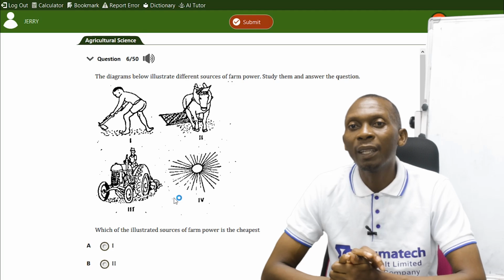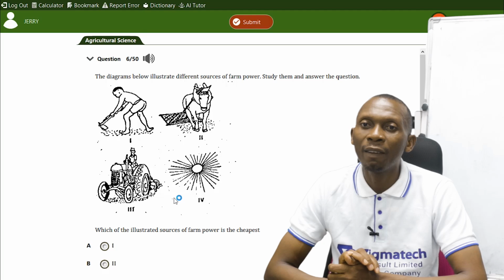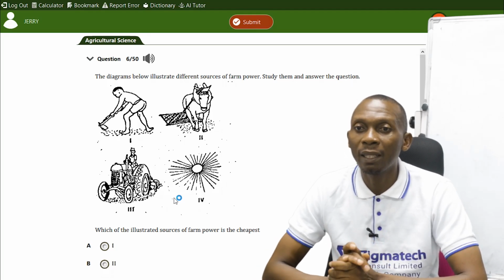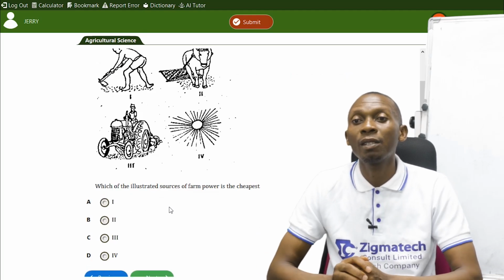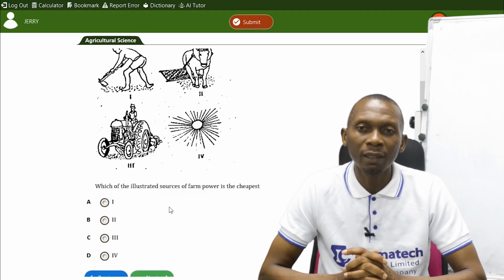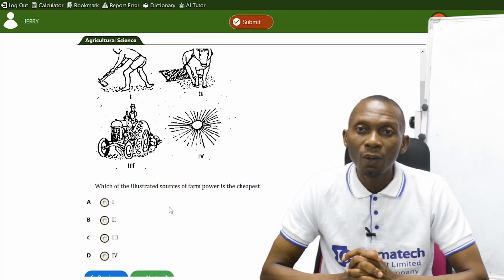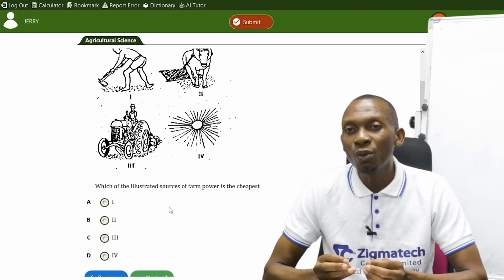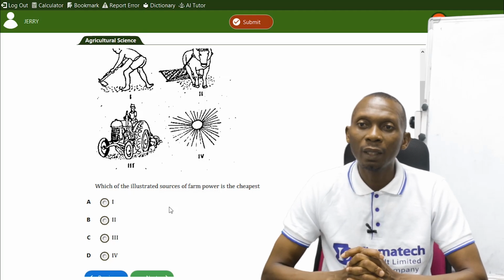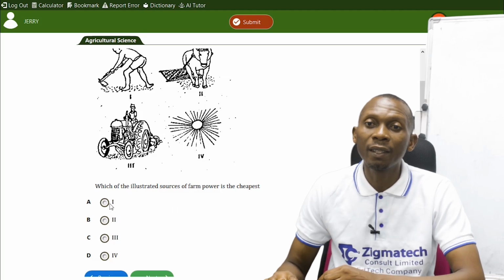Here we have a diagram showing different sources of farm power. We have man, animal, tractor, and solar power. Now, they said which of the illustrated sources of farm power is the cheapest? The answer here is number 1, which is man, because man actually makes use of simple crude tools while carrying out his farming practices. So the answer here is 1, which is man.